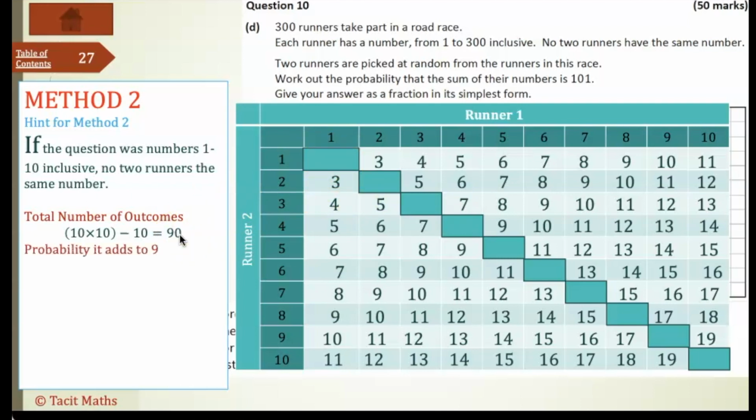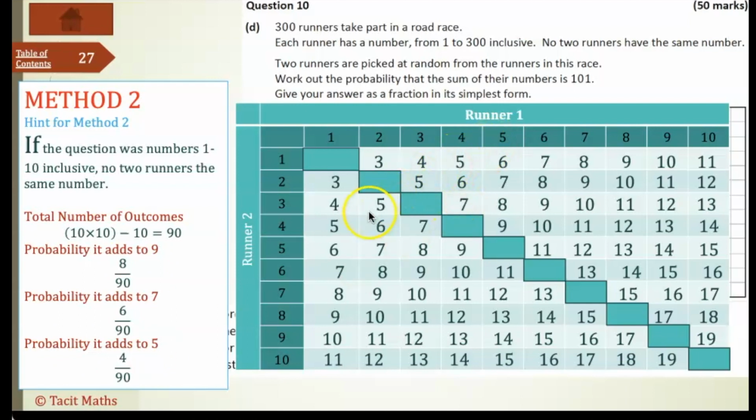So if the question was find the probability that it adds up to 9, okay, well look, there's 1, 2, 3, 4, 5, 6, 7, 8, so that's 8 of them, right? If it was the probability that adds up to 7, right, 1, 2, 3, 4, 5, 6. If the question was find the probability it adds up to 5, right? Well, if you were to take a guess, can you see what the pattern is here? What's the probability it adds up to 5? Well, it would be 4 over 90.